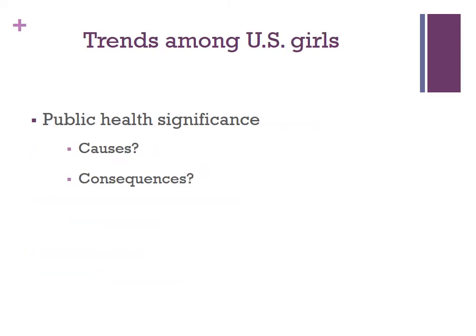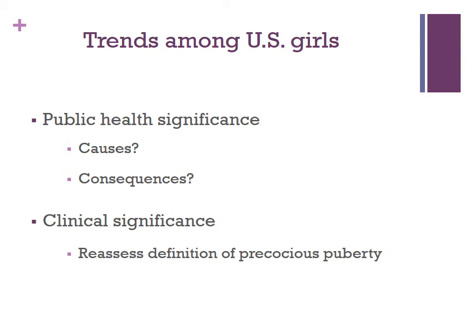The public health significance of earlier puberty can be anticipated by considering the following. Should there be any concern about the causes of earlier puberty among girls? Are there any worrisome long-term consequences? If the trend analysis evidence reveals that U.S. girls develop puberty earlier than previous decades, healthcare providers will need to reassess their current definition of precocious puberty.